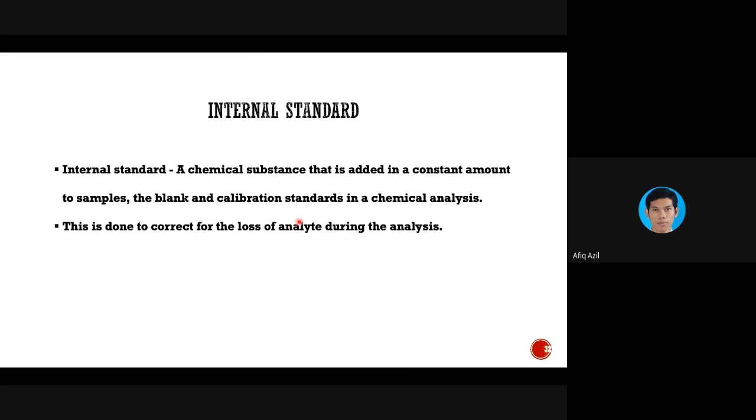Then in terms of internal standard, it is a chemical substance that is added in constant amount to the samples, the blank and calibration standards in chemical analysis. This is done to correct for the loss of analyte during the analysis. That means the internal standard is added to the sample mixture itself. You don't separate it and analyze it separately.